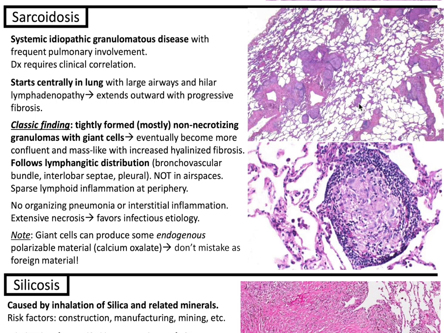It's not in air spaces, and you'll have sparse lymphoid inflammation at periphery. There's no organizing pneumonia nor interstitial inflammation, and extensive necrosis, if you do see it, favors an infectious etiology. Note that giant cells can produce some endogenous polarizable material like calcium oxalate, and don't mistake it as foreign material.